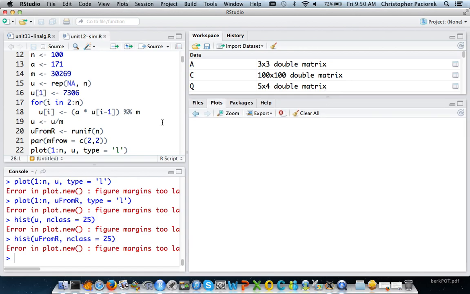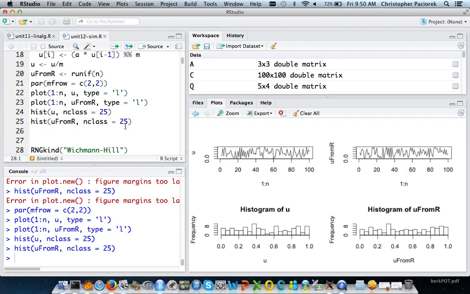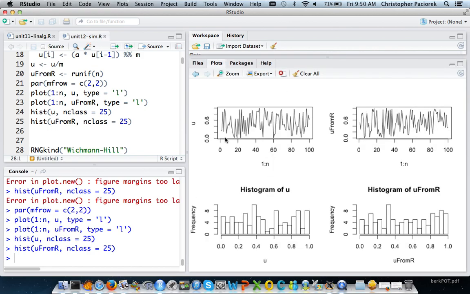Not sure why RStudio's, oh, that figure margin problem. Okay, so let me try it again. Okay, the aspect ratio is not particularly good here. That's a little bit better.